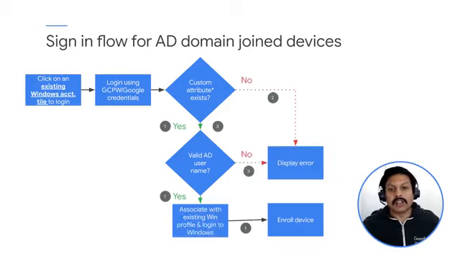If there's no custom attribute, or if the custom attribute value is not a valid Active Directory account, then GCPW displays an error. You can find more information about sign-in flows for other scenarios in the Google Help Center.